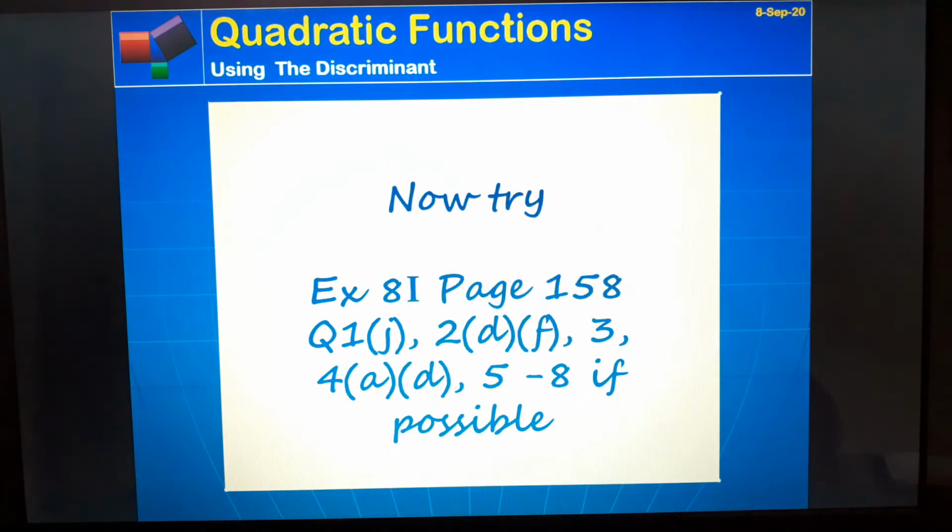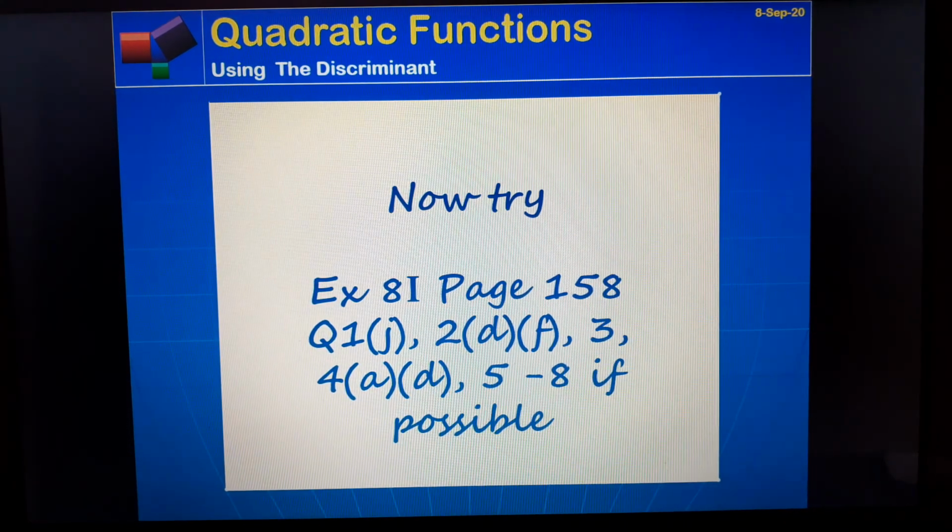So we're now on to some other questions in exercise 8I, the same exercise, but we have a different selection. If we can get to 5 up to 8, if we have time, that would be great for extra practice as well. And remember, ask your teacher for the extra help, and take care and good luck.